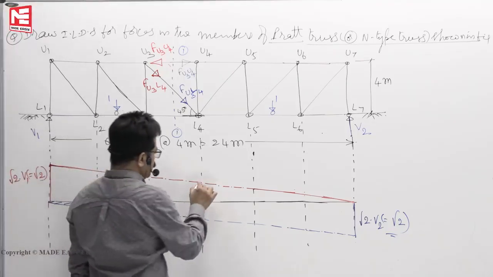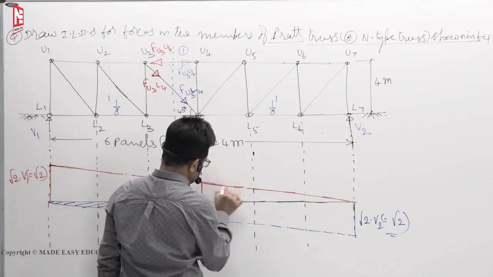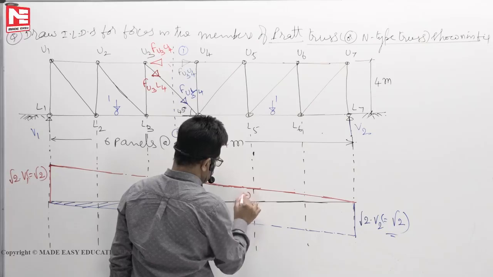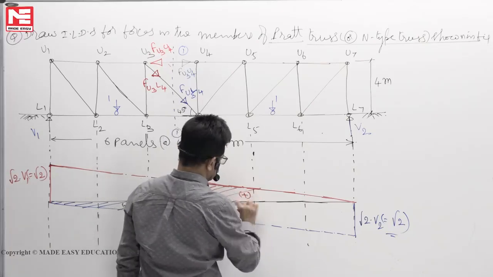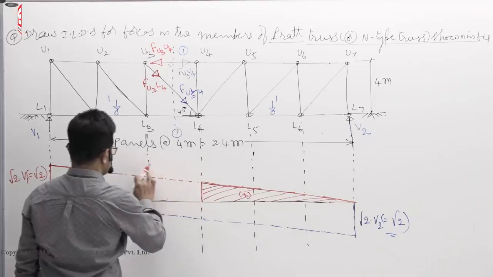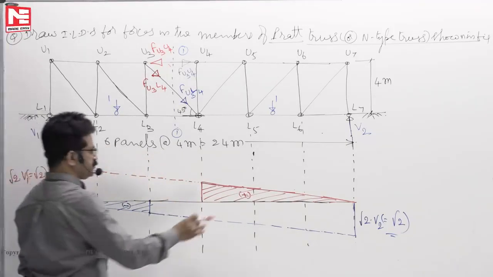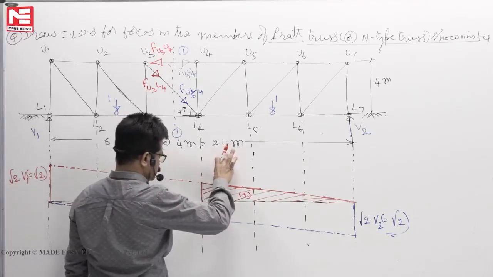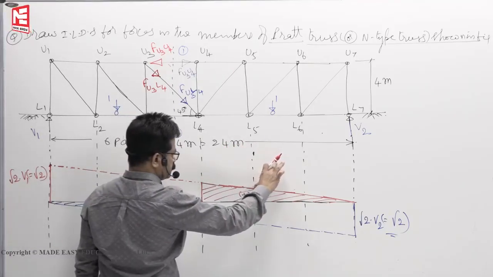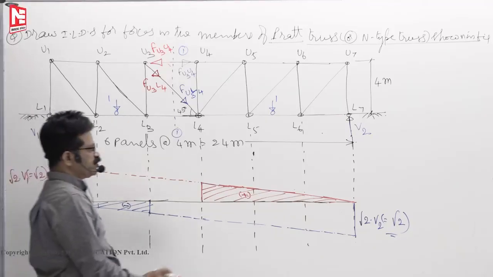Out of this one, L4 to L7 only it is valid. That means this area only it is valid. This is plus. This simply dotted line like this. Okay. So ILD this is over.